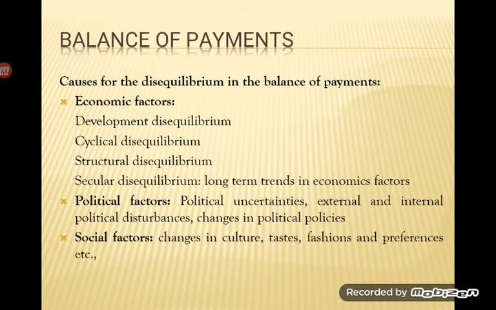Then we have cyclical disequilibrium, caused by cyclical fluctuations in business activity. You know what business cycles are? There are five important phases: depression, recovery, prosperity, boom and recession. Business will always fluctuate among these five phases. Due to fluctuations in these phases of the business cycle, the country will end up experiencing more payment than earning. That is what is called cyclical disequilibrium.